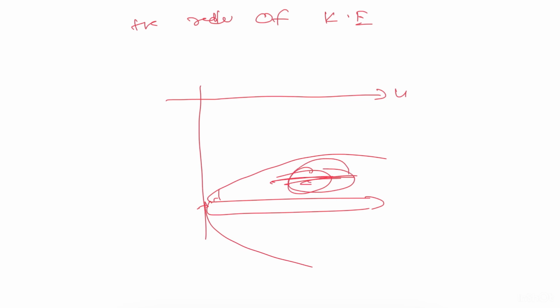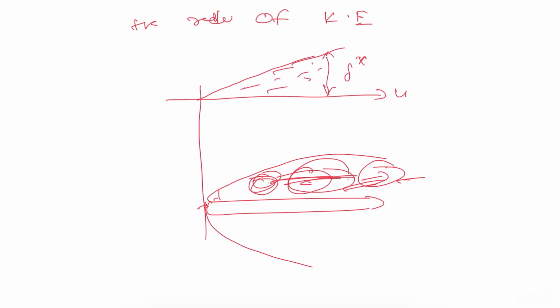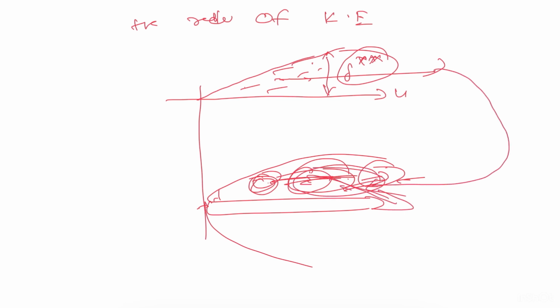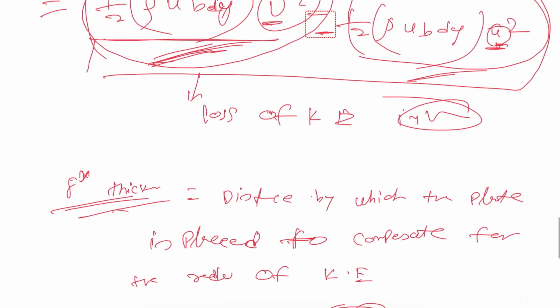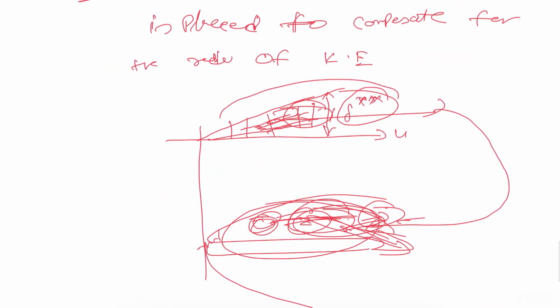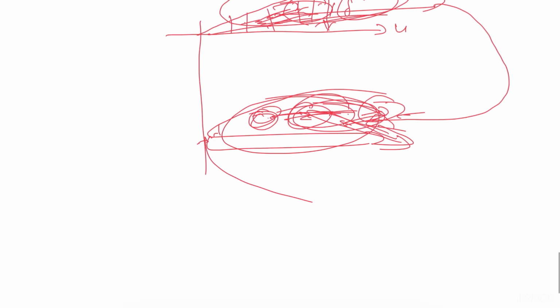This loss of kinetic energy will be compensated when the same amount of fluid flows at this thickness delta dash. The kinetic energy of the fluid at delta dash thickness will be equal to this loss of kinetic energy, this zone. So this loss of kinetic energy is calculated here, this difference. Now we calculate the kinetic energy of the delta dash fluid.